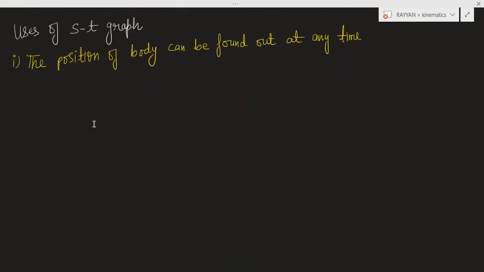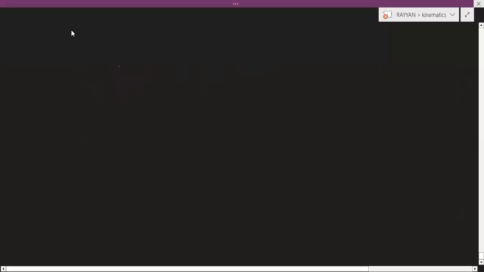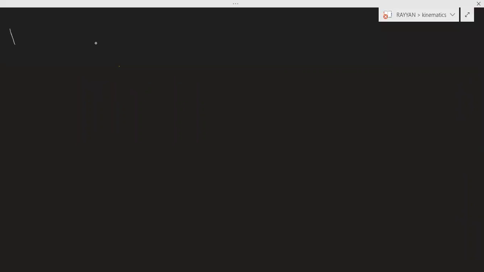Secondly, slope of graph will give velocity. I will write only 2 points. After this, we will discuss the velocity time graph.